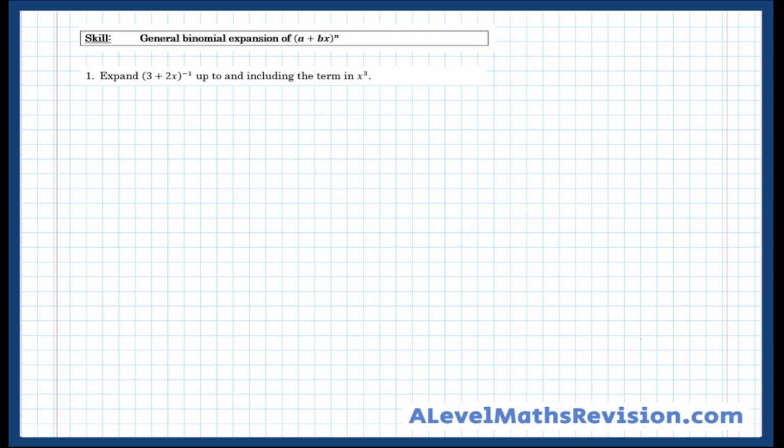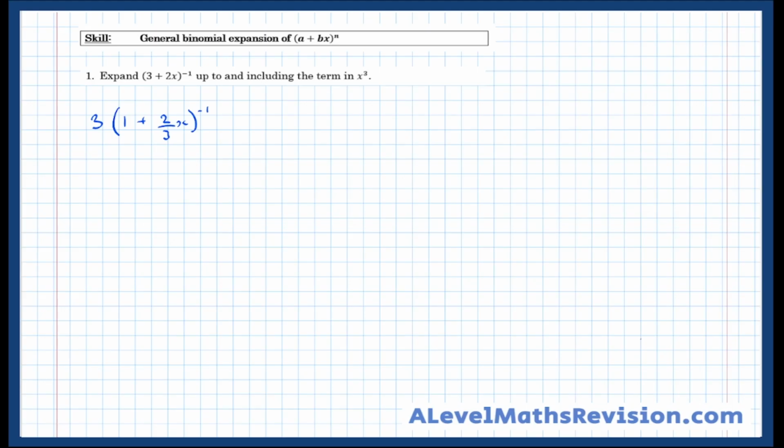The binomial formula in your formula sheet only works when this first number here is 1. Well, it's not currently, as you can see. Obviously, it's 3. But we can manufacture a situation where we turn that number into 1 simply by standard factorization. So if we take out a factor of 3, and I'm about to do this incorrectly at first, from the bracket, that becomes (1 + 2/3 x)^-1.